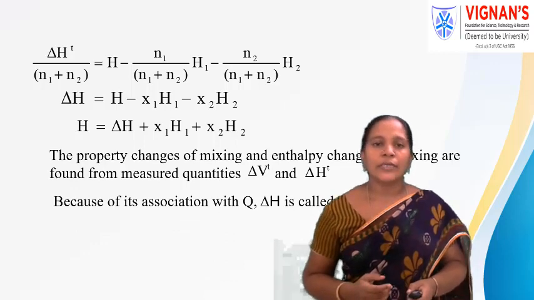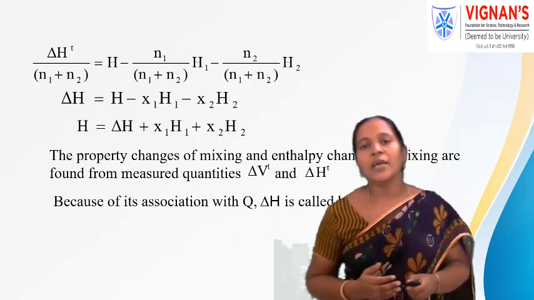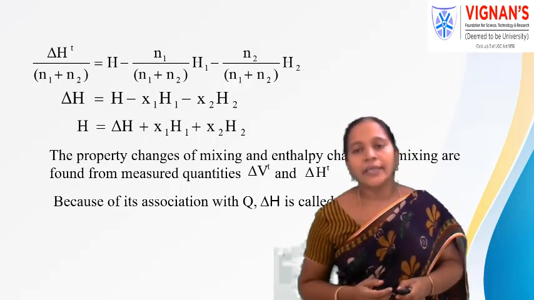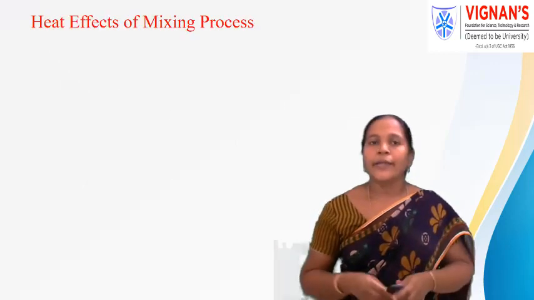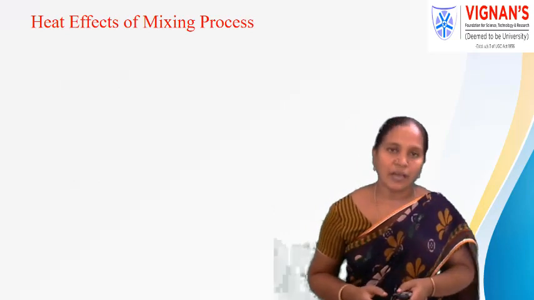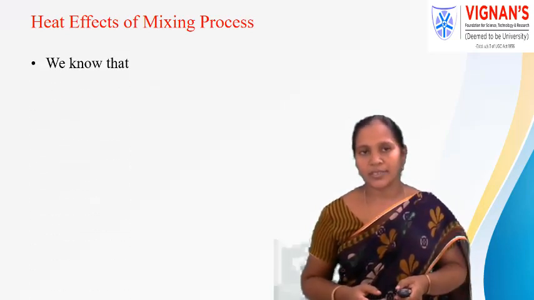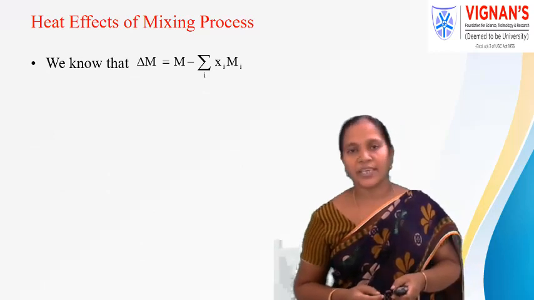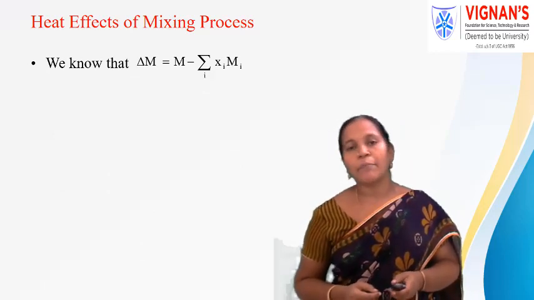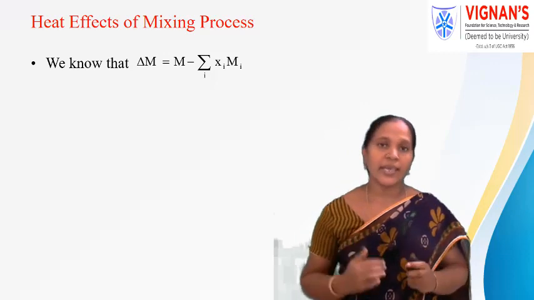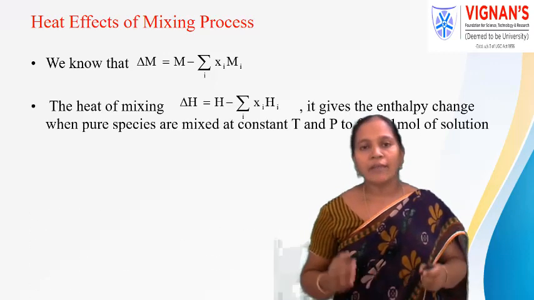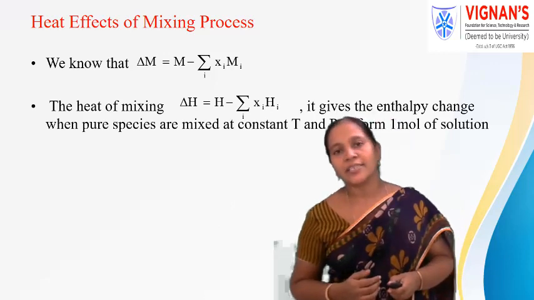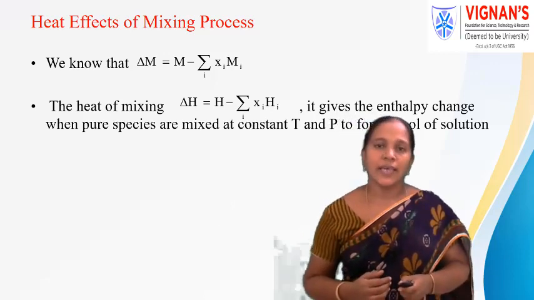Because of its association with Q, delta H is called the heat of mixing. Now coming to heat effects of mixing process. We know that the property change of mixing, delta M, is equal to M minus sigma Xi Mi. The heat of mixing, delta H, is equal to H minus sigma Xi Hi.